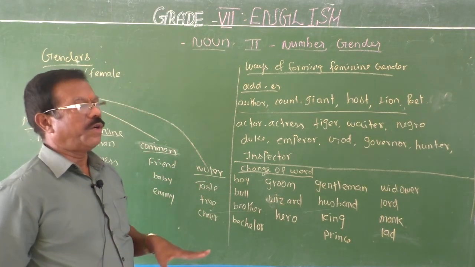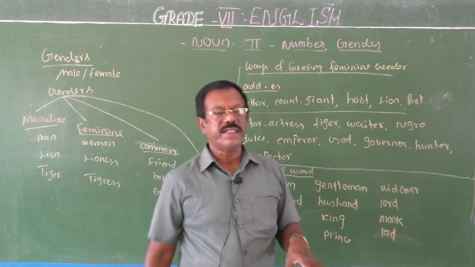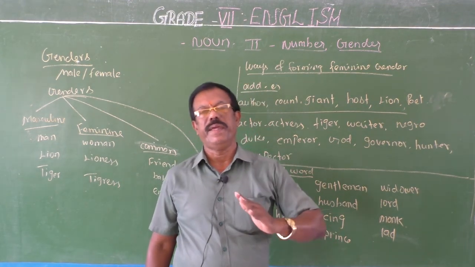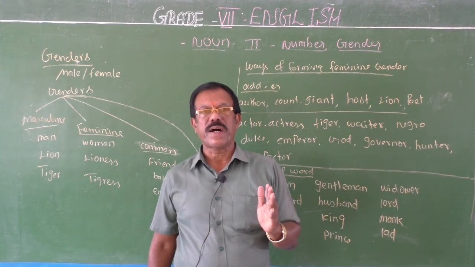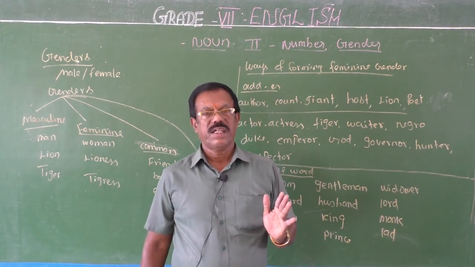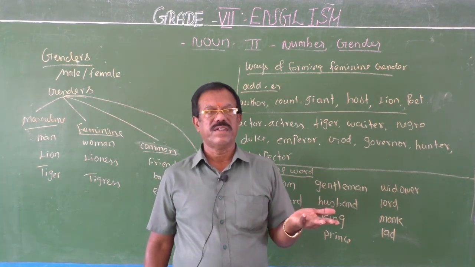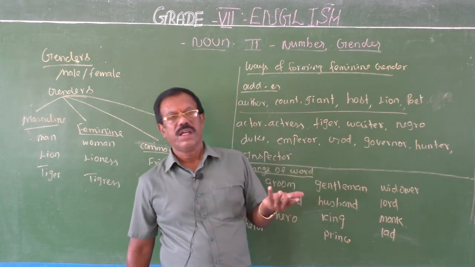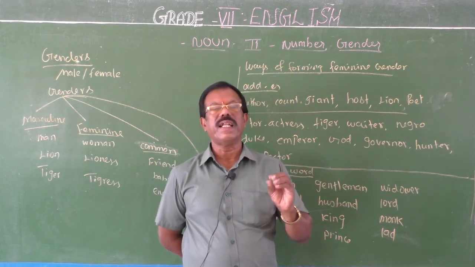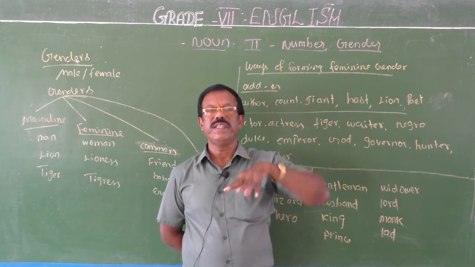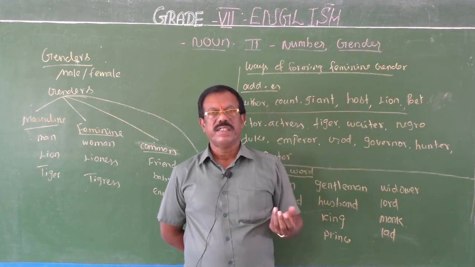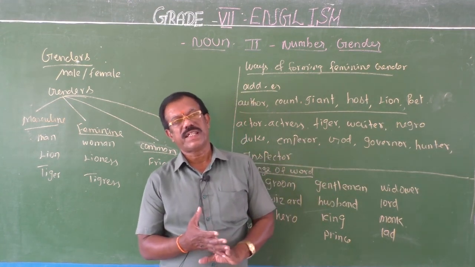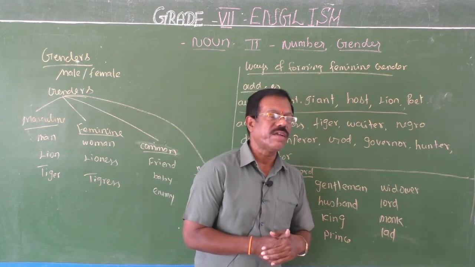Next, noun gender. What do you mean by gender? Gender of living things says whether it is male or female. Only such a division is possible in living things. Non-living things, you cannot classify as male or female. Okay. Only it is possible in living things. Gender stands for male or female. It refers to whether the given noun is male or female.